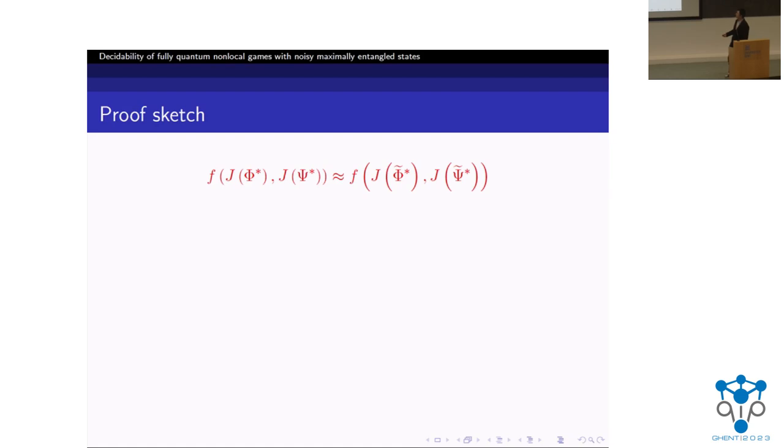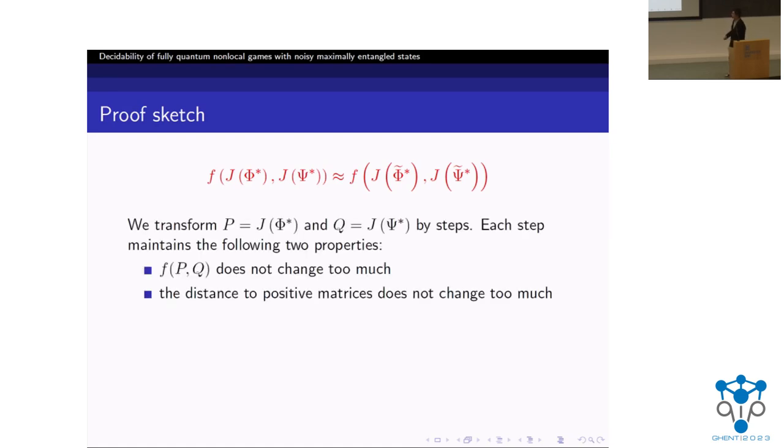Recall that we want to prove this formula. The idea is to transform P and Q by steps. Here, P is J phi star and Q is J psi star. Each step maintains the following two properties.